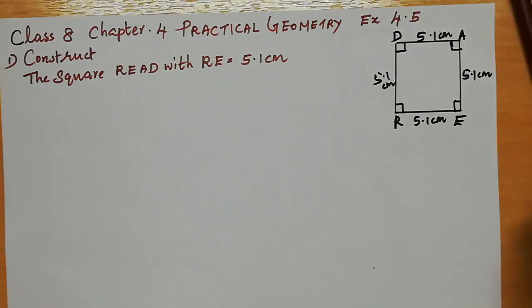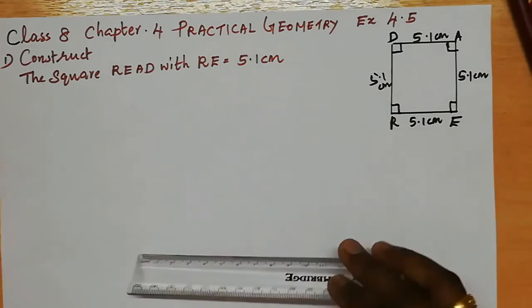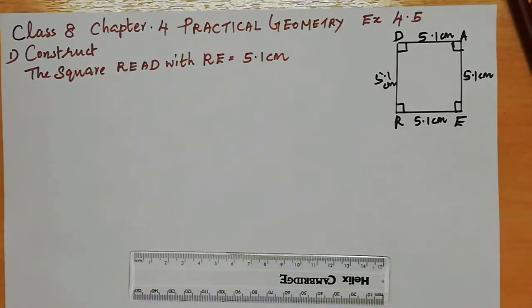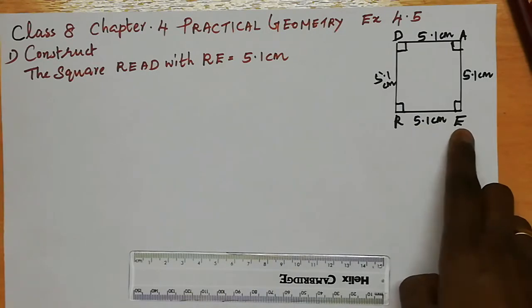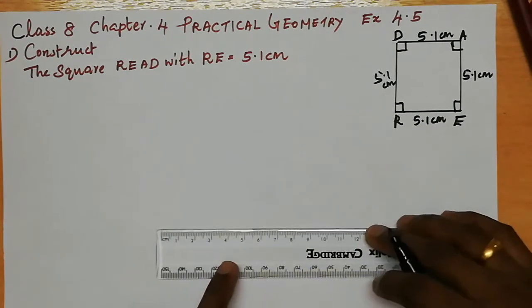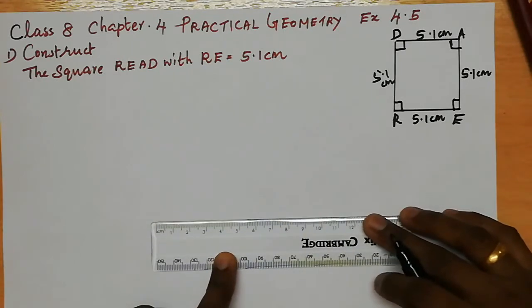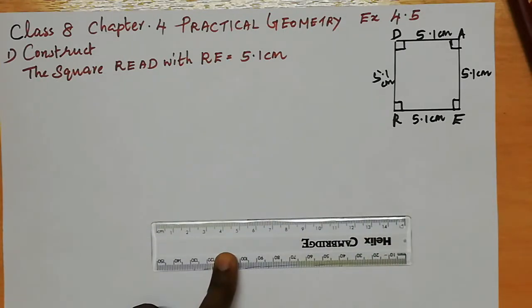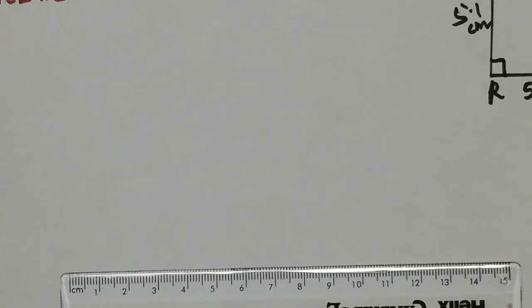Okay, first what we have to do, we should draw the base. What is our base? We know all the sides. So now we can start from RE. RE is 5.1 centimeter, so we will start drawing 5.1 centimeter. Okay, just zoom it.